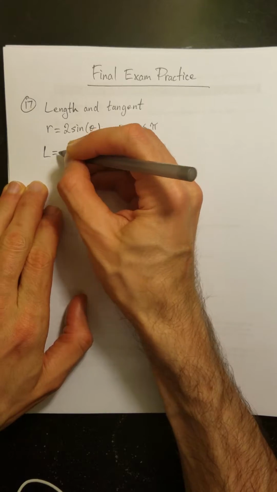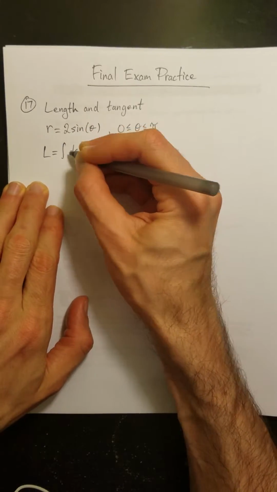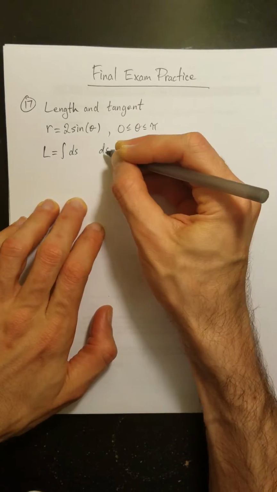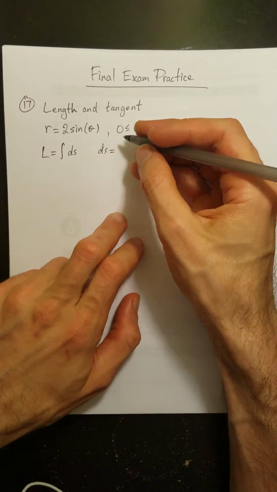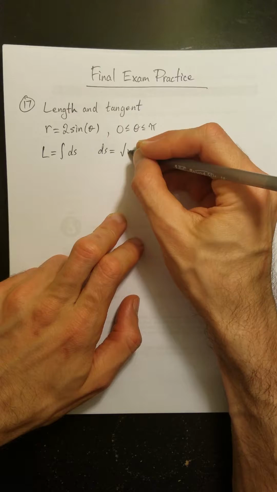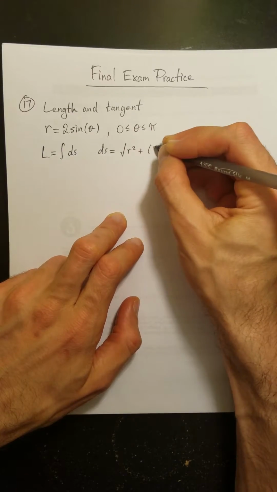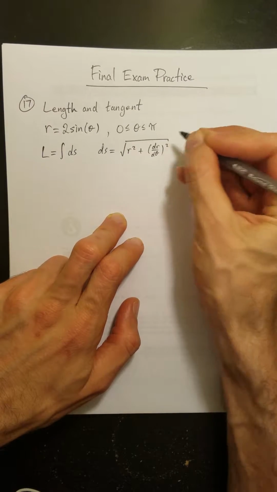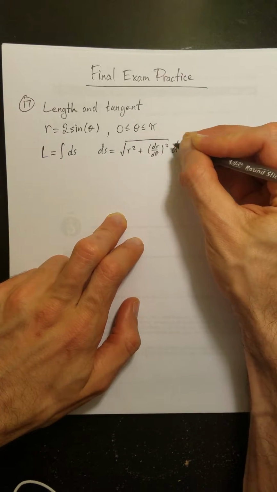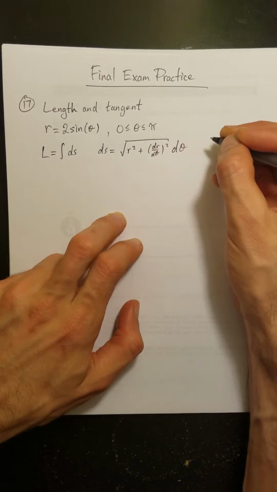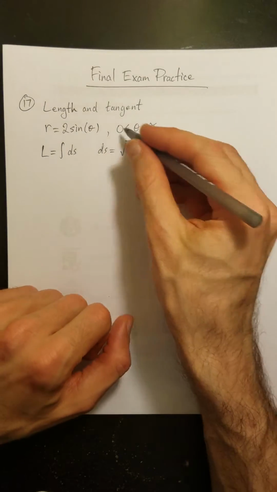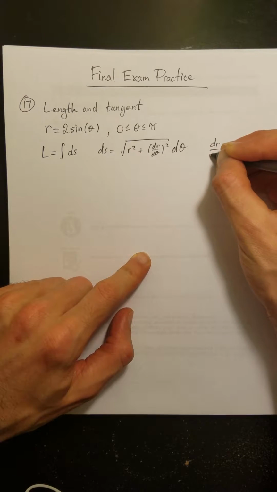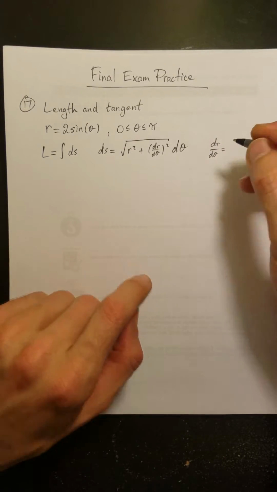So I know that my length is equal to the integral of the differential of arc length. So I'll write down the differential of arc length for a polar curve. This is equal to the square root of r squared plus the derivative of r with respect to theta squared, times d theta. Okay, so we have r already. That's not very difficult. Let's figure out what dr by d theta is equal to.